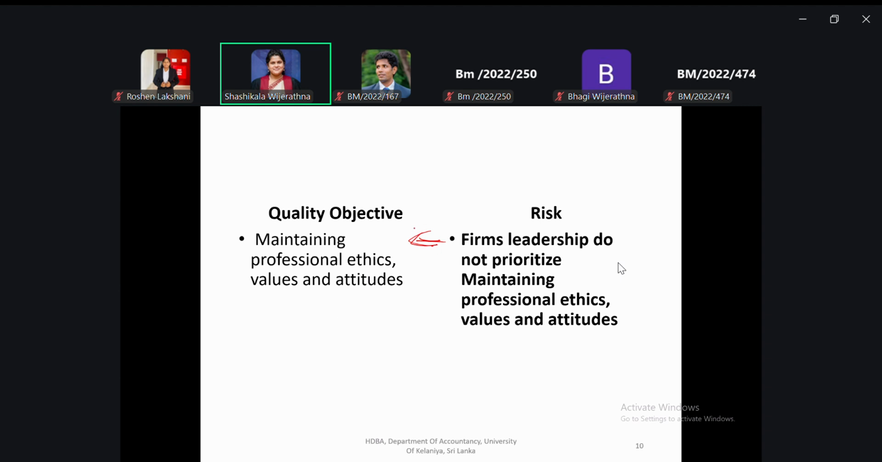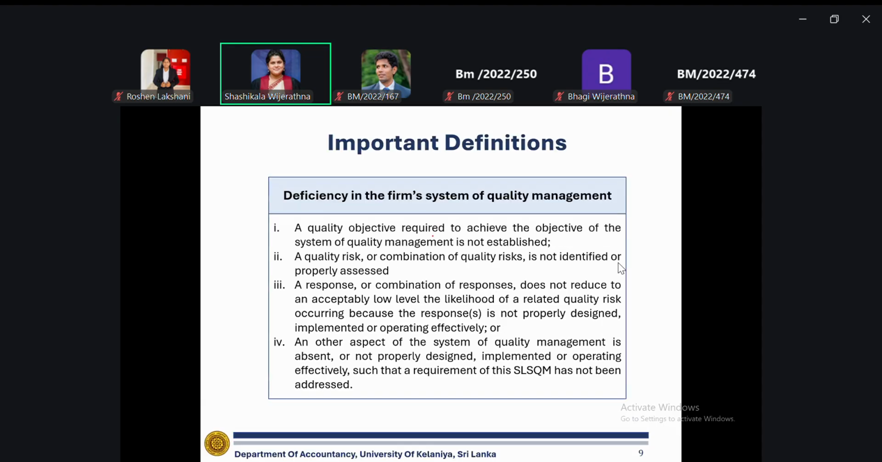Therefore this creates a risk. There is a high probability of this occurring, and these risks can prevent us from achieving the quality objectives as well. Is it clear for you? Thank you, Radha. It's still not clear.